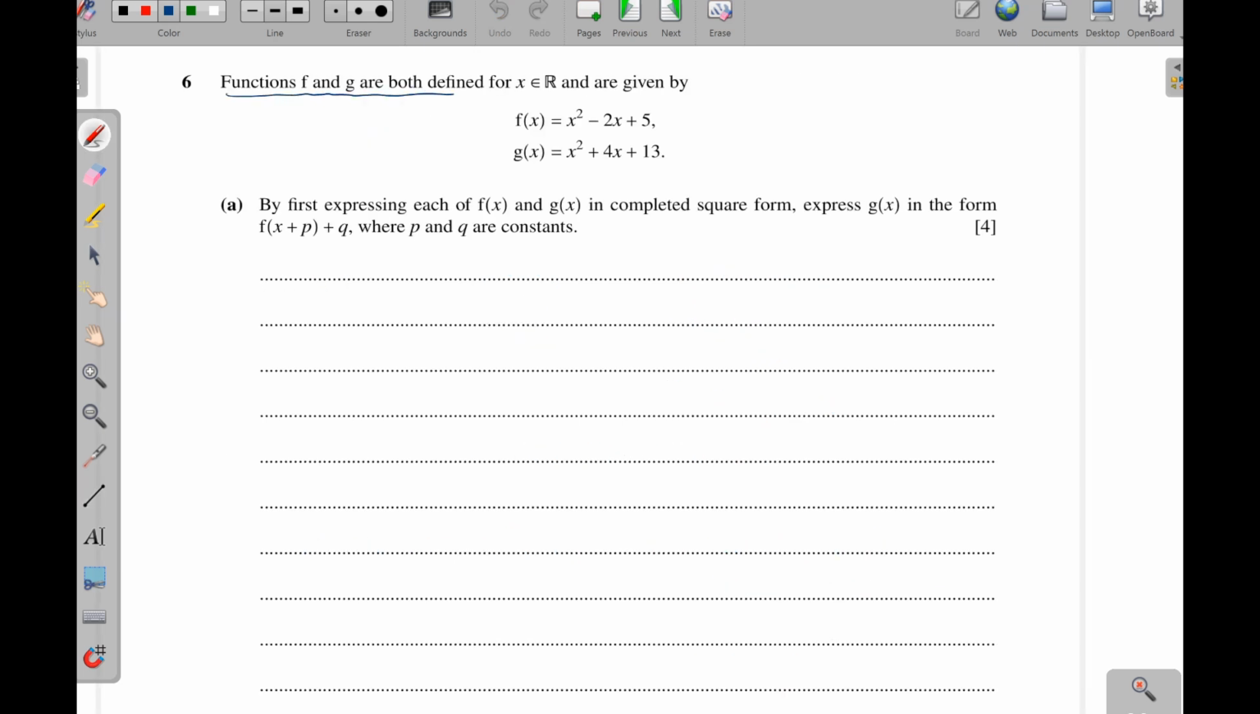Question 6. Functions f and g are both defined for x being real and are given by these expressions here. But by first expressing each of f of x and g of x in the completed square form, express g of x in the form this one here.